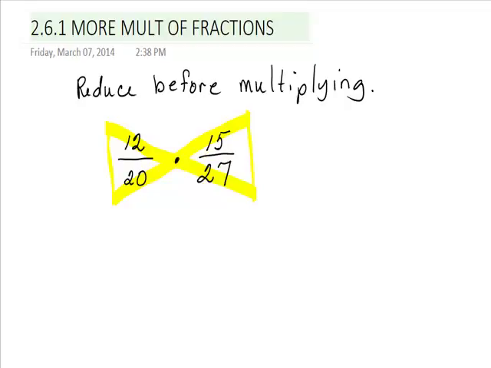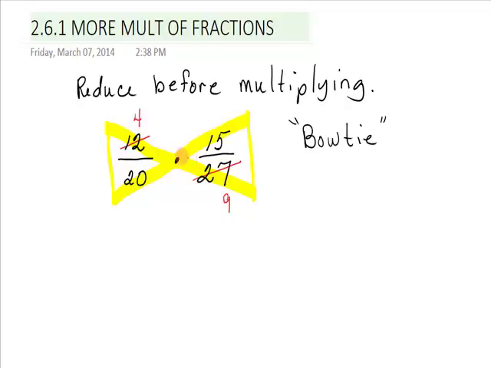My nickname for looking in all of these directions before you multiply is to bow tie the fractions. And that's because the directions that you look actually create a bow tie. So here's what I'm talking about. I look at the 12 and the 27, and I know that 3 goes into both of those. So 3 goes into 12 4 times. 3 goes into 27 9 times.